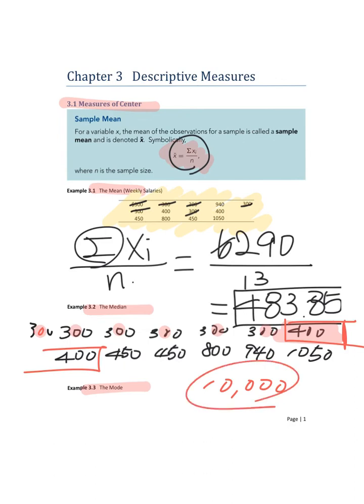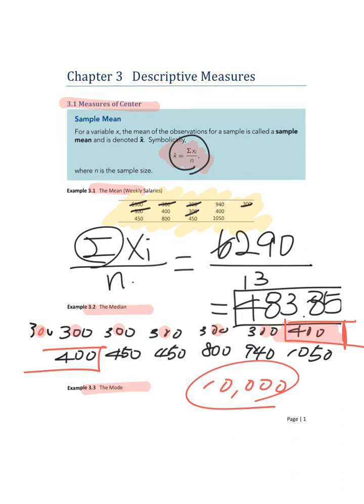Without 10,000, the median was 400. But even when I add the 10,000, the median will be 400 again, because we had two 400s in the middle, the 7th one and the 8th one. Can you take the average?